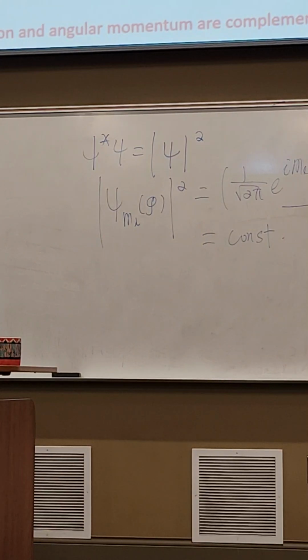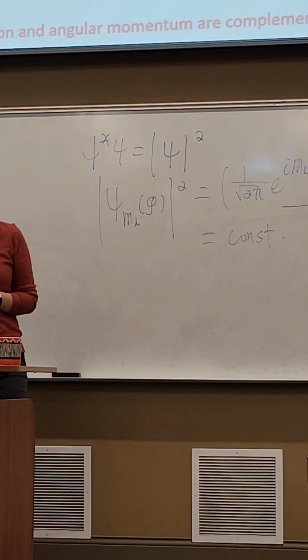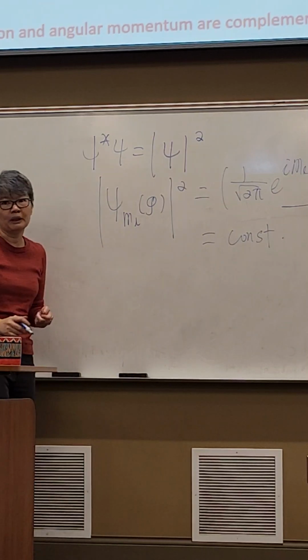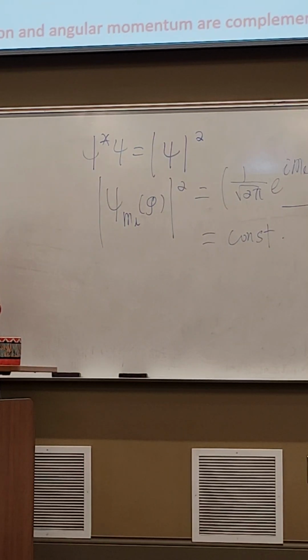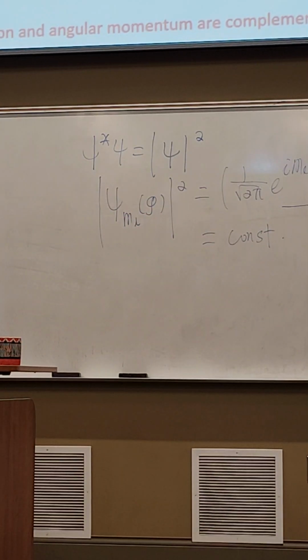How can we prove a pair of observables that are complementary? How do we do it? If they do not commute. So we need to evaluate the commutator, right? We need to evaluate the commutator.